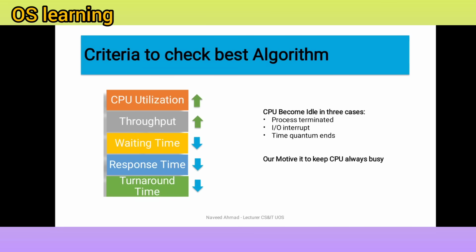So the CPU becomes idle in three cases: when the process is terminated, when the input or output is interrupted, or when the time counts end. Our motive is to keep the CPU always busy. When the CPU is always busy, the algorithm goes very smoothly, or it's the best one.